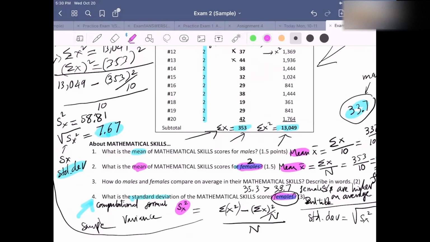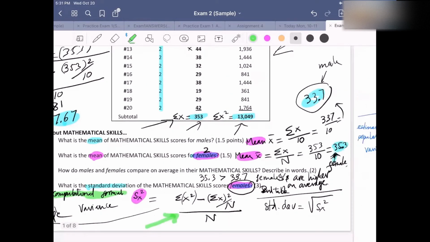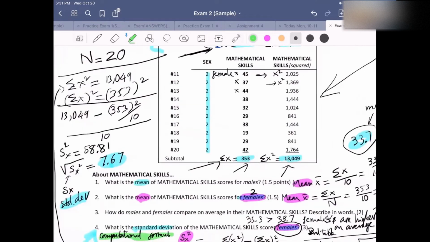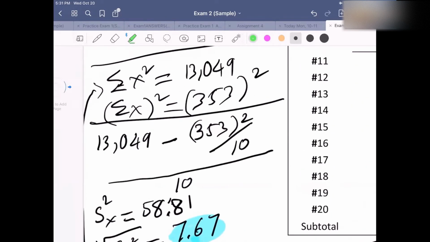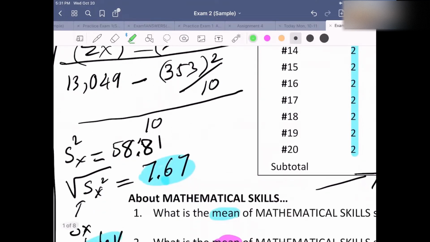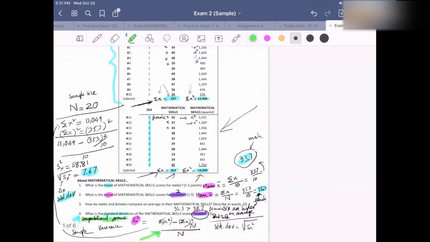And using this formula here, using the computational formula, and you already did it up here. You can see that you just need to plug in the numbers into the formula. And that's how you found the standard deviation and the variance. Okay. All right, so now let's continue with number 5.